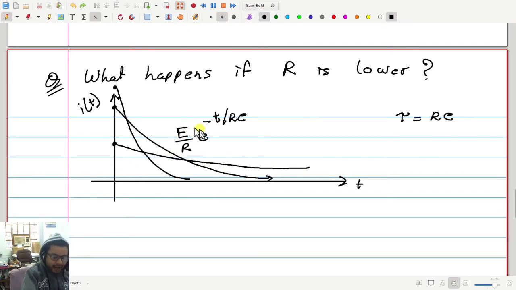But the integration of I squared R will remain unchanged. Total amount of heat in this case remains same.